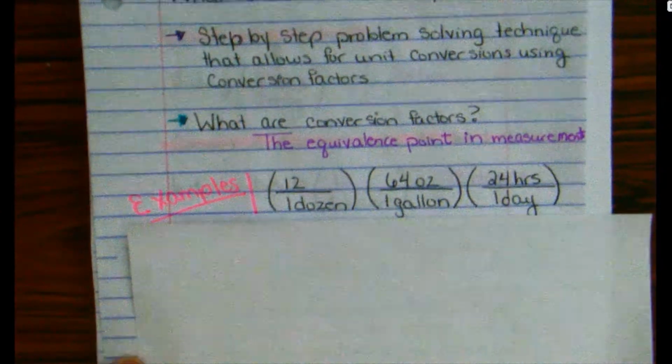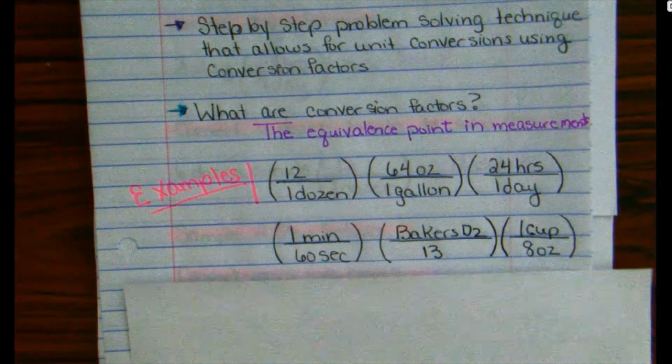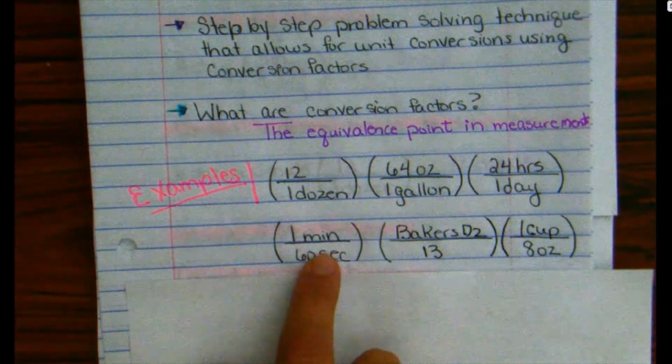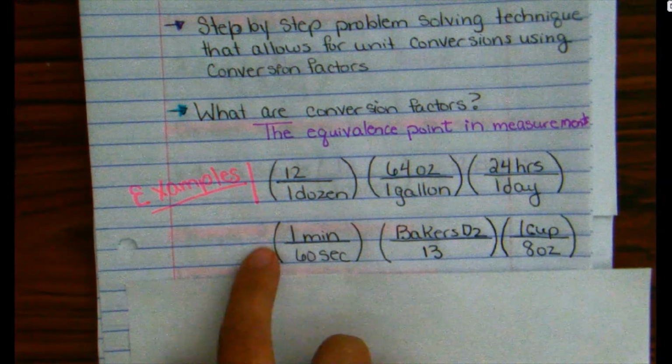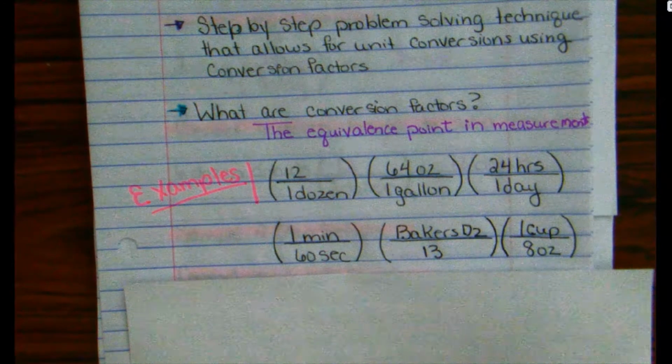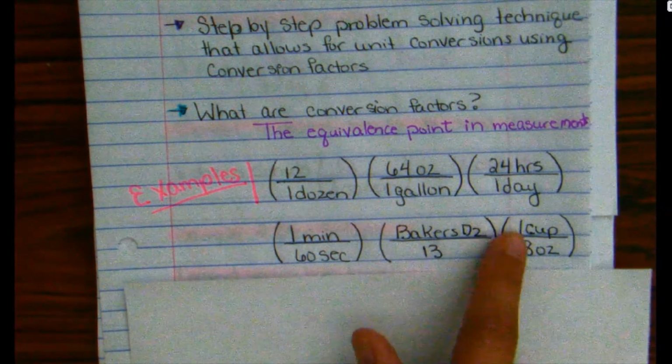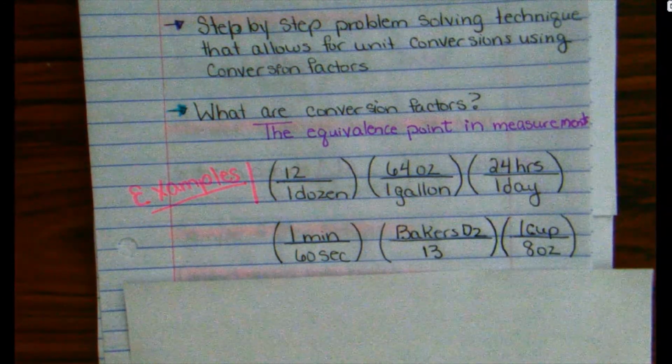Let's do a few more. For every 1 minute, there are 60 seconds. Or you could flip it and say for every 60 seconds, it equals 1 minute. A baker's dozen is 13. 1 cup is 8 ounces.